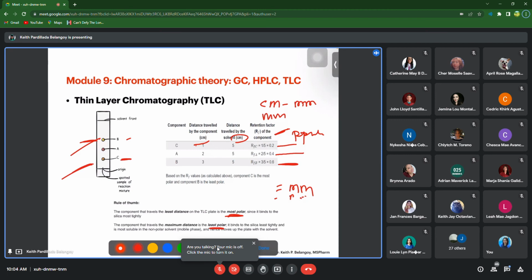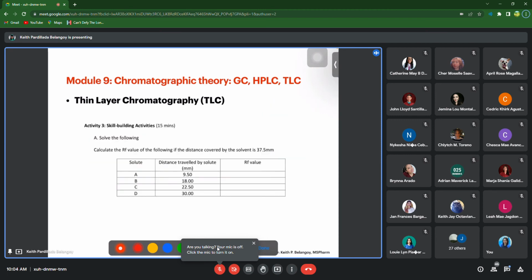You have this one in your module, in the skill building activities, so it's very easy for you to answer. You just have to divide the traveled distance by the distance covered by your solvent. This one is in mm.